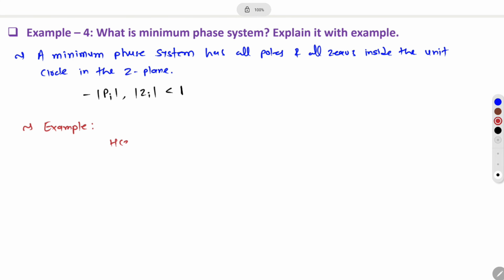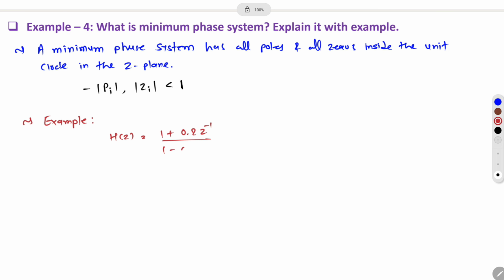H of z, that is the transfer function in the z domain, is 1 plus 0.2 z inverse divided by 1 minus 0.5 z inverse. With this transfer function, first of all we need to see the location of poles and zeros. See, the numerator gives the zero and the denominator gives the pole. If you observe the location of the zero, let us say Z1.